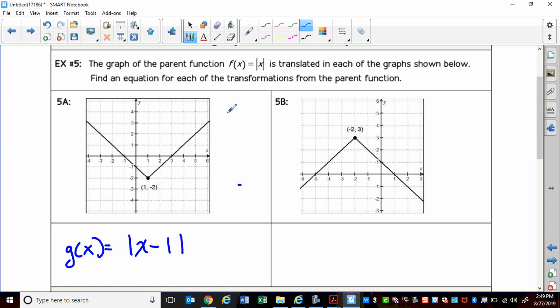Okay? And these are absolute value symbols. Let me just make them a little bit bigger so you guys can remember. Now, we shifted it down 2. So down 2, we actually keep the same symbol, -2, on the outside of the absolute value sign. I want you guys to try 5b.